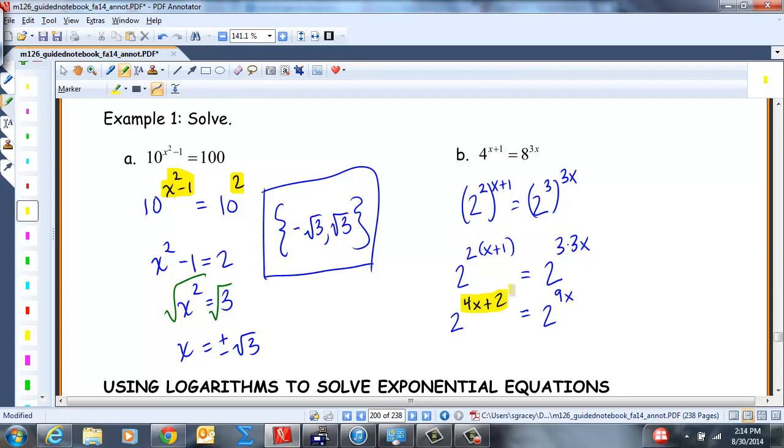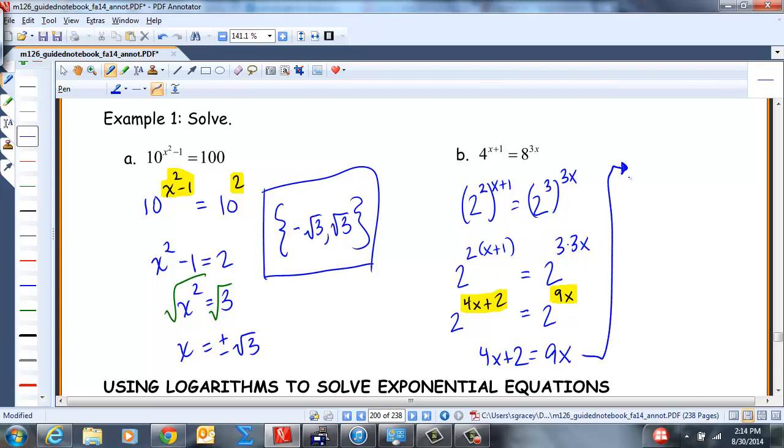So equating the powers, we will have 4x plus 2 is equal to 9x. Subtracting 4x from both sides, we'll have 2 is equal to 5x, and dividing both sides by 5, 2/5 is equal to x. And we're done.